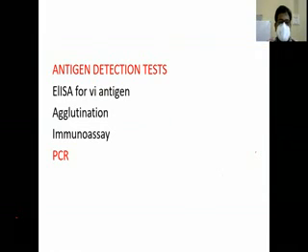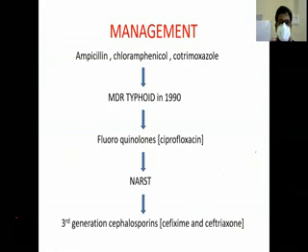And antigen detection tests: ELISA for Vi antigen, agglutination, immunoassay, and PCR. Coming to the management, this is important. The first line drugs before were ampicillin, chloramphenicol, cotrimoxazole. In the 1990s, this typhoid bacteria became resistant to all these three drugs, so that's called multi-drug resistant typhoid.